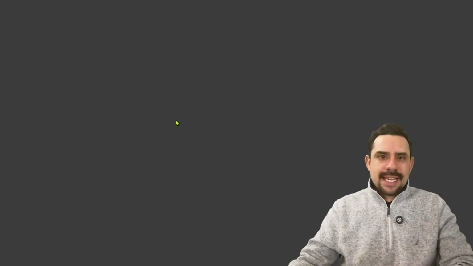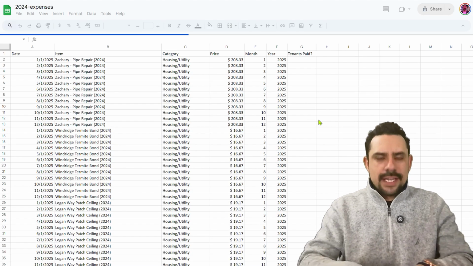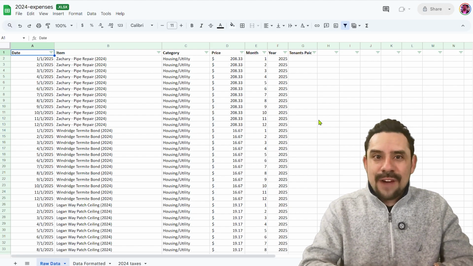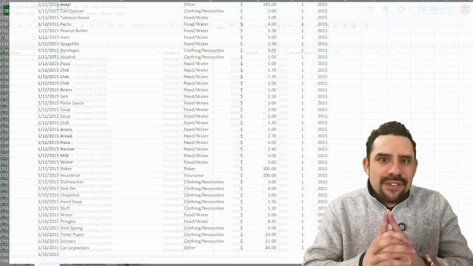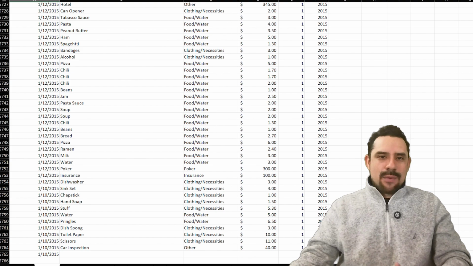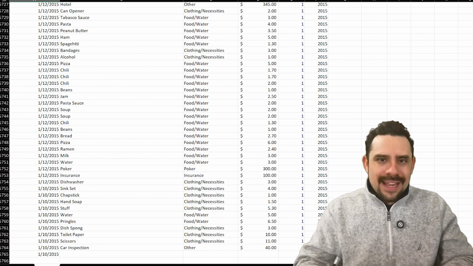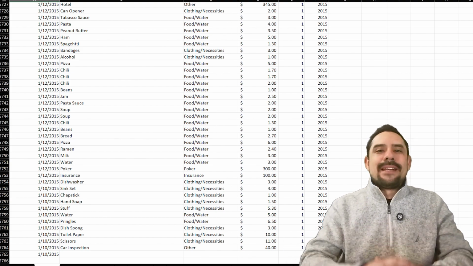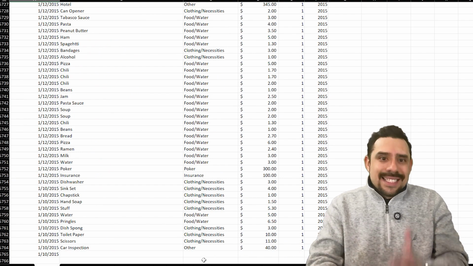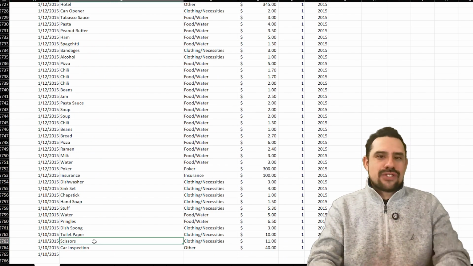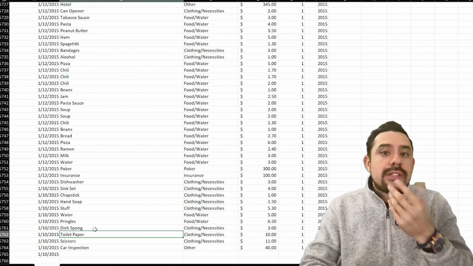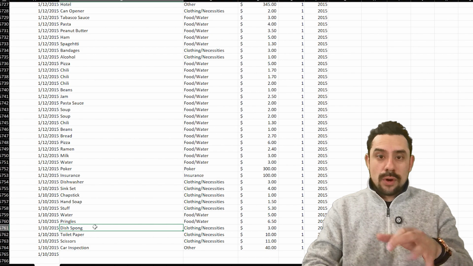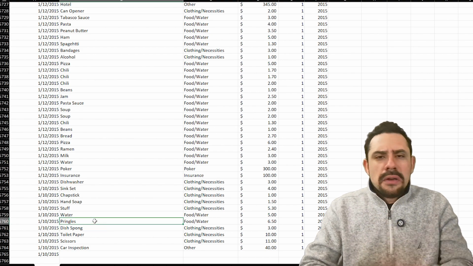On to the expense Excel file. This file is produced from the expense tracking file that I have used since, wait for it, 2015, where I track down every single expense that I have ever made. Just for giggles, folks, let's take a look at what I bought 10 years ago. Let's see, we've got scissors, toilet paper, dish sponge, Pringles, important, water, wait a second, stuff.